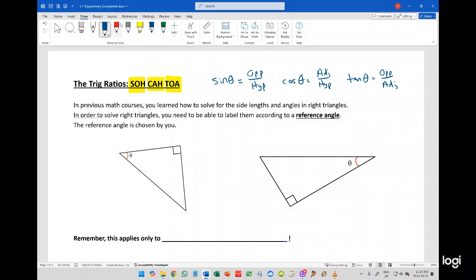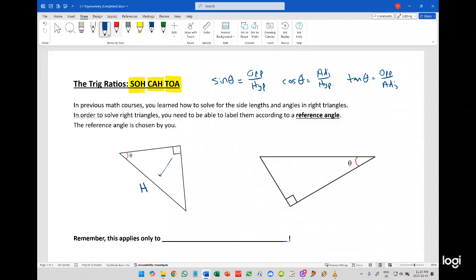So in the first one here, the first thing we want to do, you'll notice there's no numbers. We're not concerned with this particular question at this point, but what we want to do is just make sure that we identify which side is which. So for starters, the hypotenuse is always going to be the one that is across from the 90-degree angle.